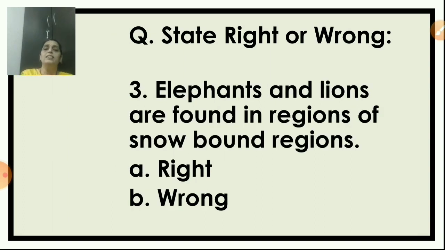Third, elephants and lions are found in snow-bound regions. A right, B wrong. Where are elephants found? Yes, B wrong. Elephants are found in hot climate. Very good.